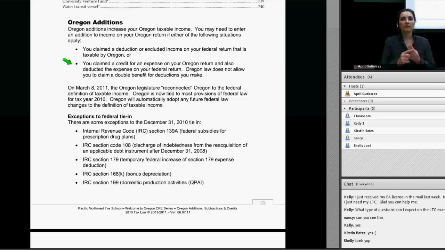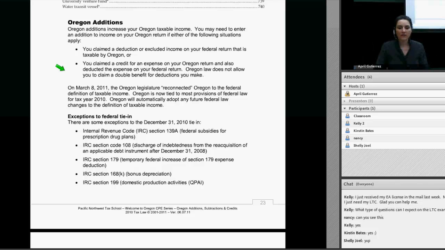So right there I've said there's two reasons why you have an Oregon addition. The first one is that Oregon taxes something that the federal did not. The second reason is that Oregon allows a credit for an item that is also deducted on the federal return. And now you're getting a credit and a deduction, and obviously that doesn't seem right either. So two purposes for additions.